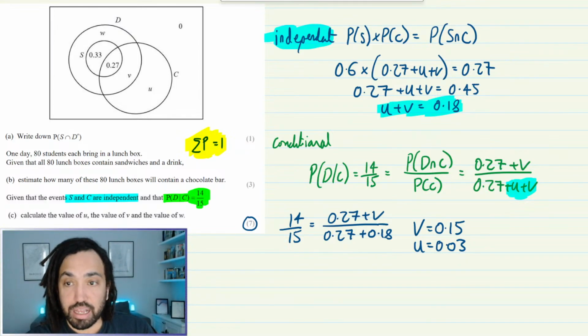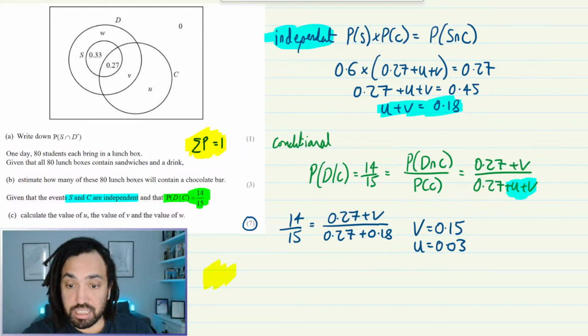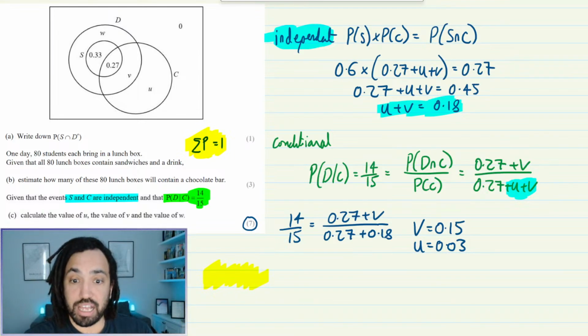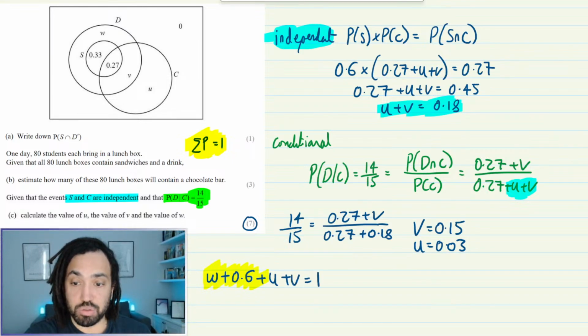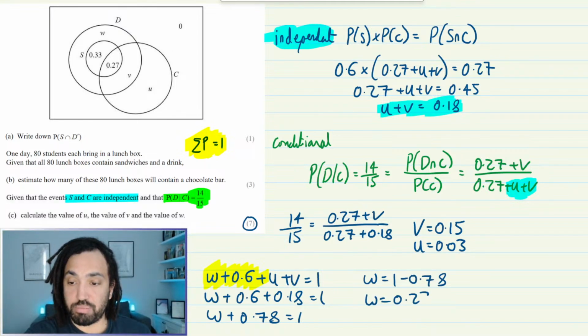Beautiful. And then the final thing would be to use the yellow bit of information. And that is that when I add them all up, everything is going to equal 1. So I'm going to get that W plus 0.6, those two inside S, plus U plus V is equal to 1. I know U plus V is 0.18, and so 0.78 plus W is equal to 1. So W is equal to 1 minus 0.78. So W is equal to 0.22.